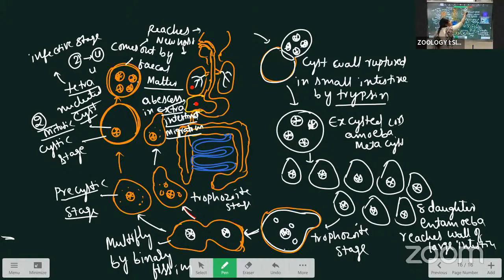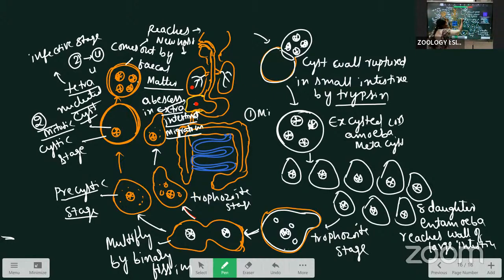They are releasing the four nucleated stage. That four nucleated stage we call the excysted cyst, as the cyst wall will be lost. That's why we call it the excysted stage. These Entamoeba are also called a metacyst. This metacyst undergoes one more mitotic division.